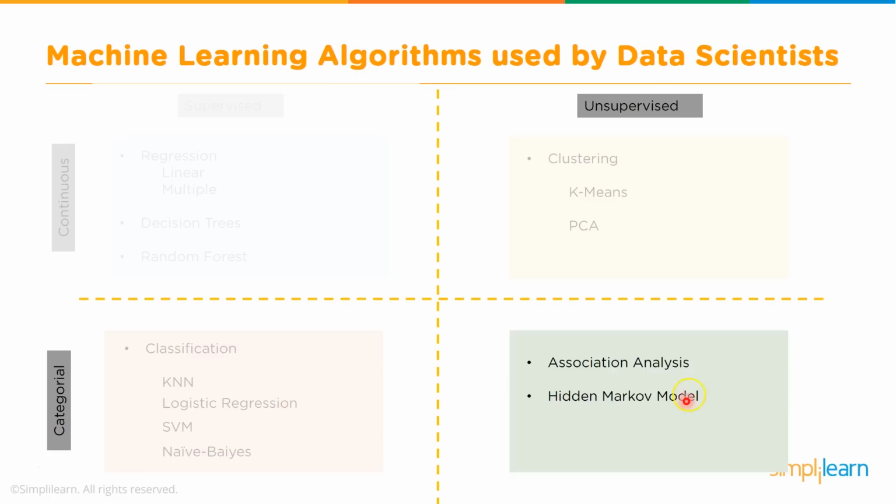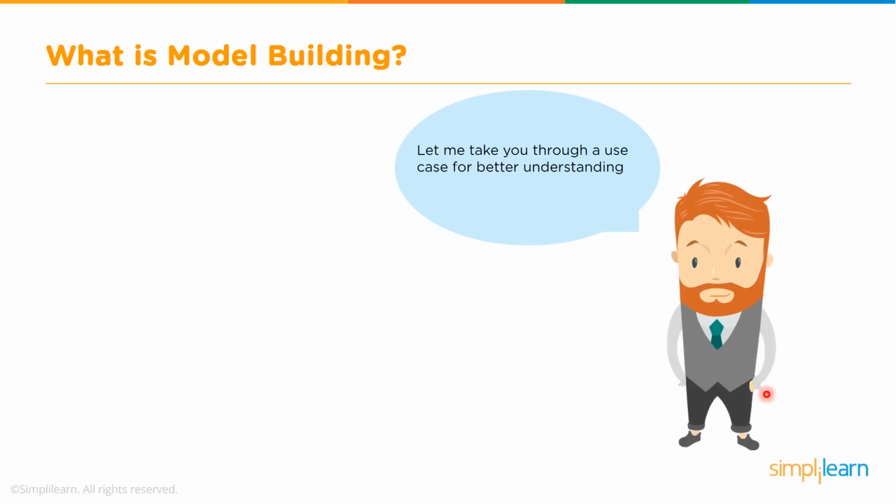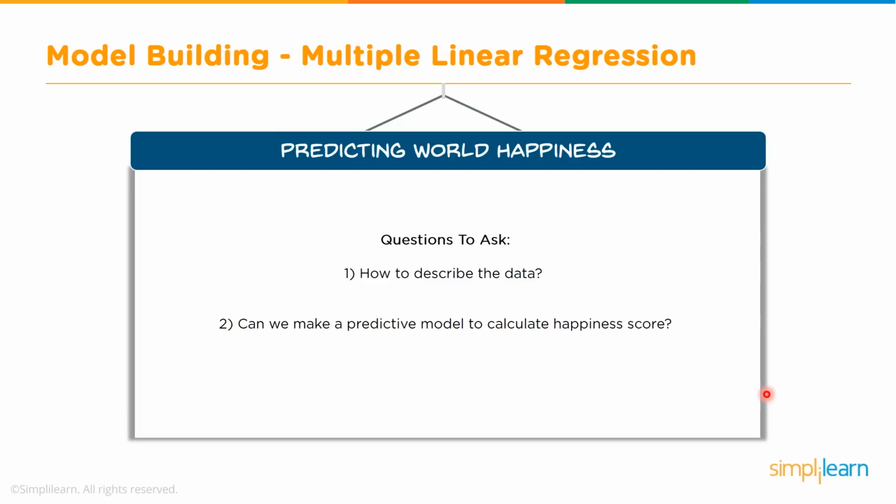And similarly, in case of unsupervised learning, if you need to perform on categorical values, you have some algorithms like association analysis and hidden Markov model. Okay, so in order to understand this better, let's take an example and take you through the whole process, and then we will also see how the code can be written to perform this.